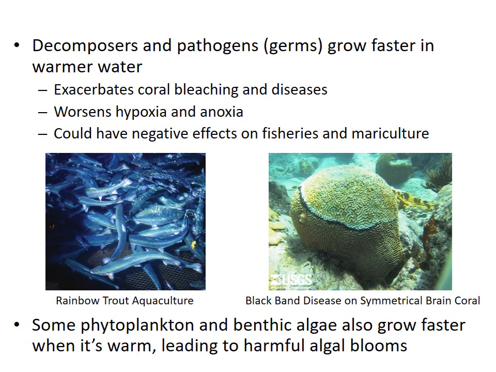Another way that temperature affects marine ecosystems is by favoring the growth and reproduction of decomposers and pathogens. Pathogens are germs, and so decomposers and pathogens grow faster in warmer water. That means that diseases caused by those germs increase in warmer water.